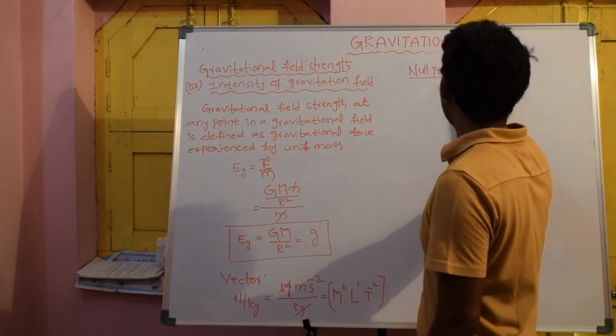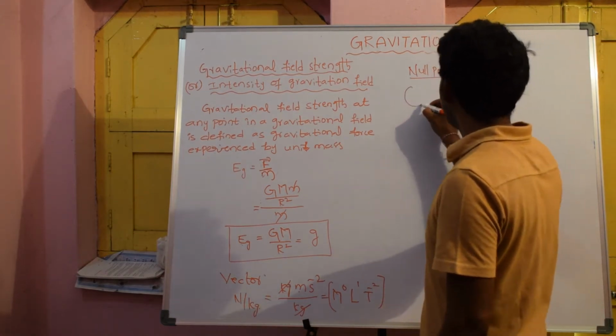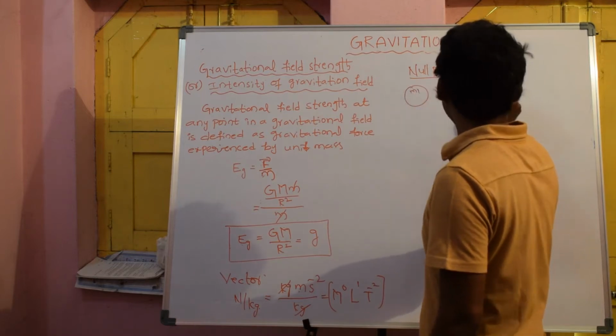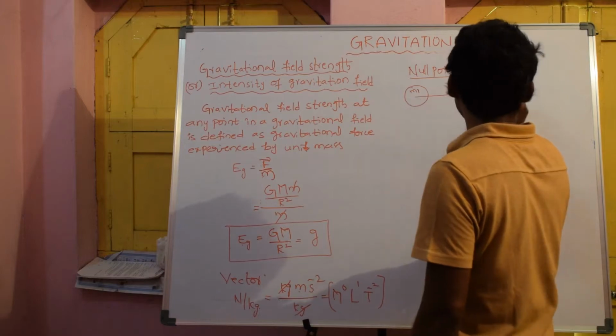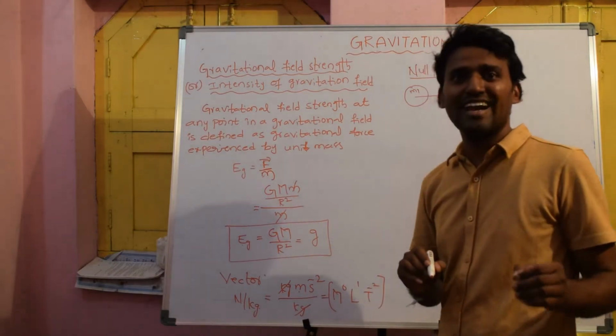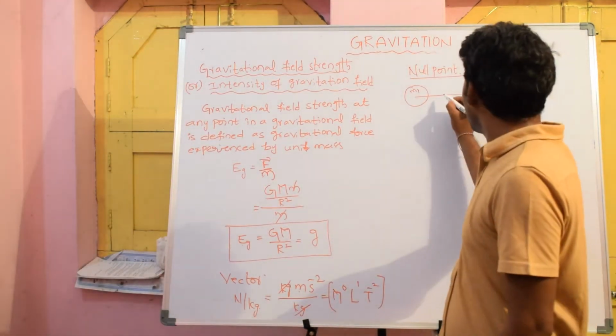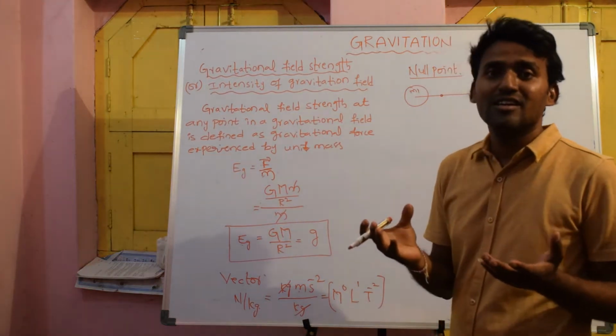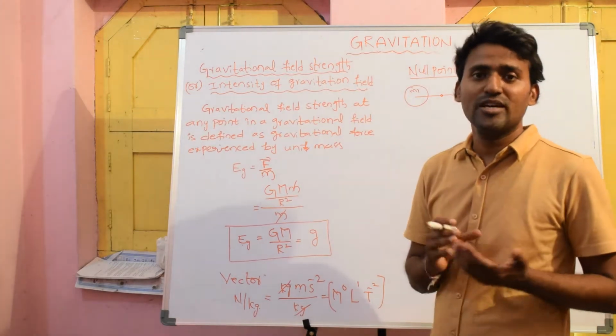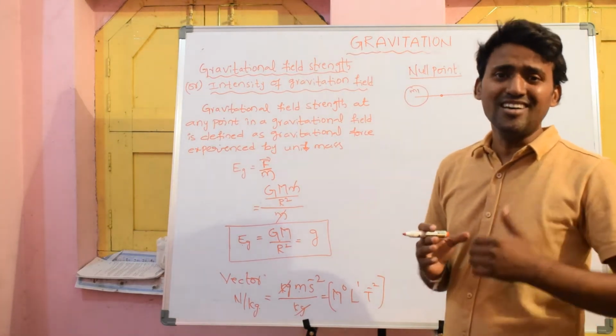Null point. Null point means, see here, this is one object M1 and this is one more object M2. Because of these two, because of the gravitational field, you can observe, for example, at this position, equal and opposite gravitational field strength. That's why the resultant is 0.